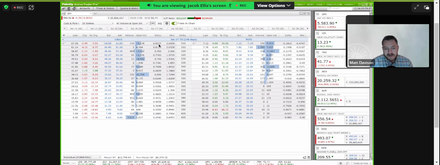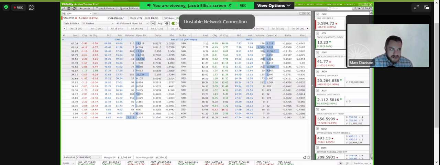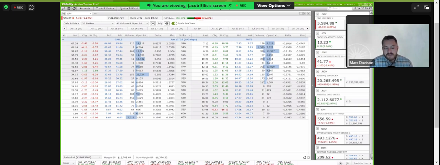Now, the other thing about delta that we can use it for is as an approximation of the probability of us being in the money by expiration. And that's a very important thing to understand, because with all these options and any kind of mathematical formula that we're using to price them, at the end of the day, it really boils down to probabilities.